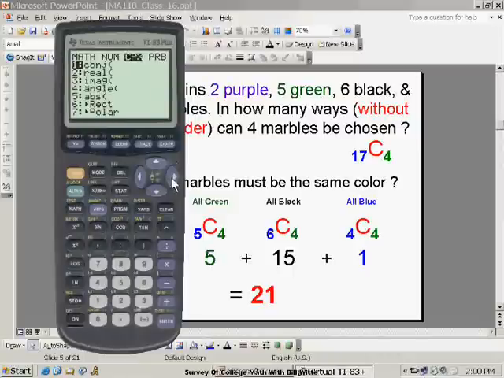So I'll cursor a couple times. And the NCR, you may remember, is number 3. So I'll cursor. I could hit 3 or cursor down to 3. And I'll hit Enter. And it'll say NCR. And then I have to hit the 4. And that's a combination of 6 things taken 4 at a time. I'll hit Enter. And that's where the 15 comes from.